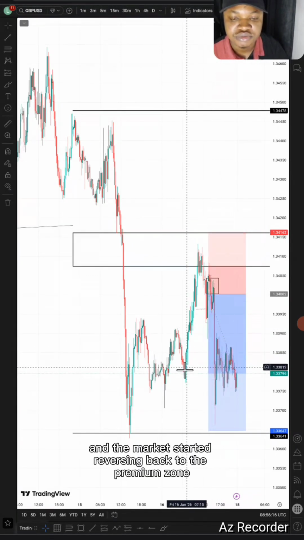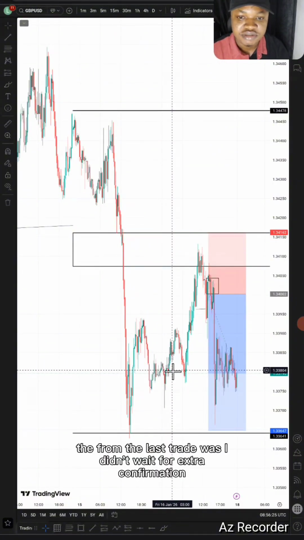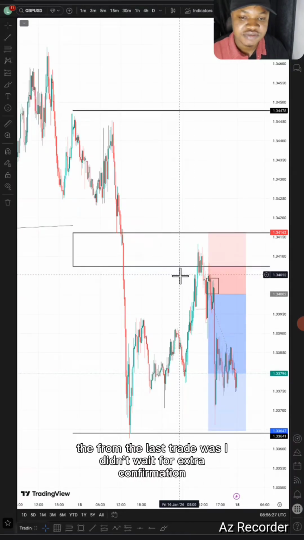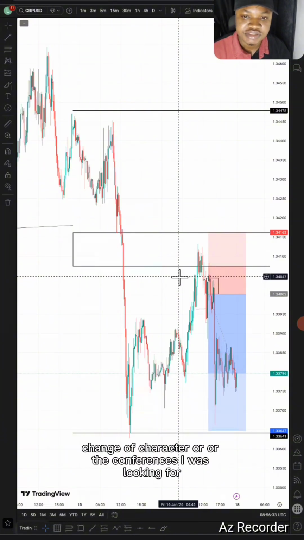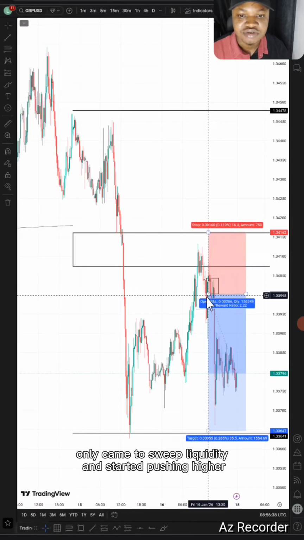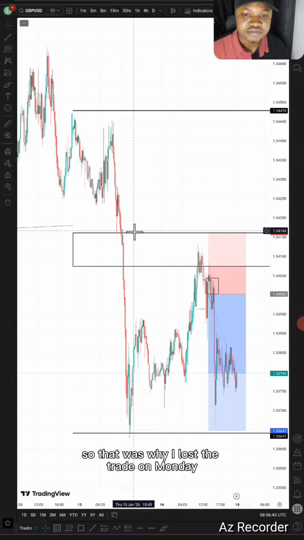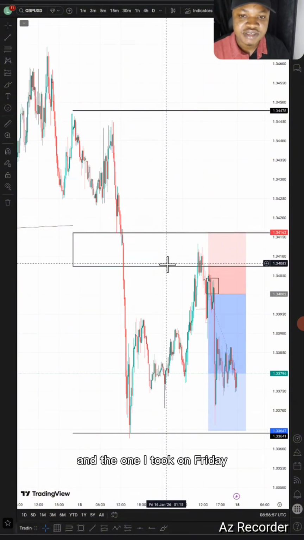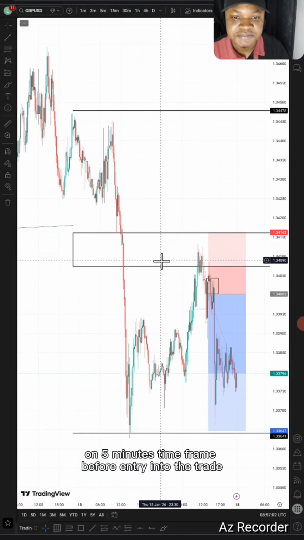So the lesson I learned from the lost trade was I didn't wait for extra confirmation. I just jumped in when I saw the change of character or the confluences I was looking for, but the market only came to sweep liquidity and started pushing higher. So that was why I lost the trade on Monday, and on the one I took on Friday, I waited for the extra confirmation on the 5 minutes time frame before entering into the trade.